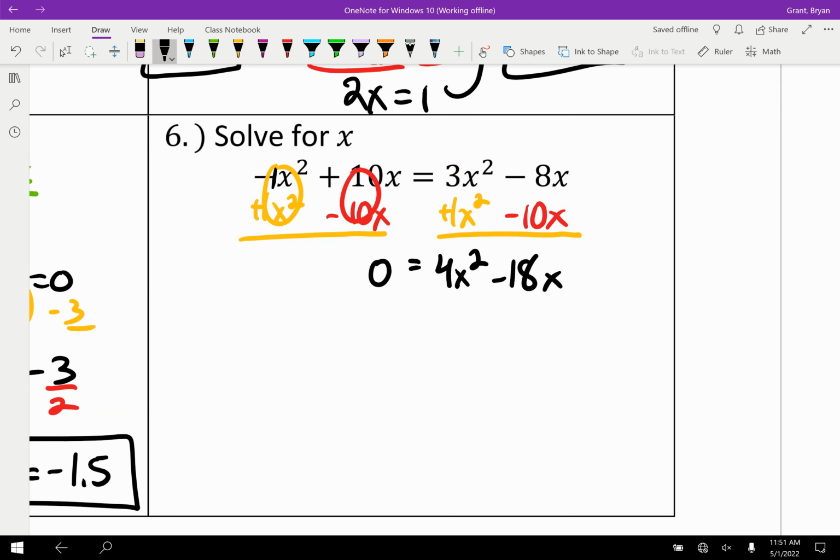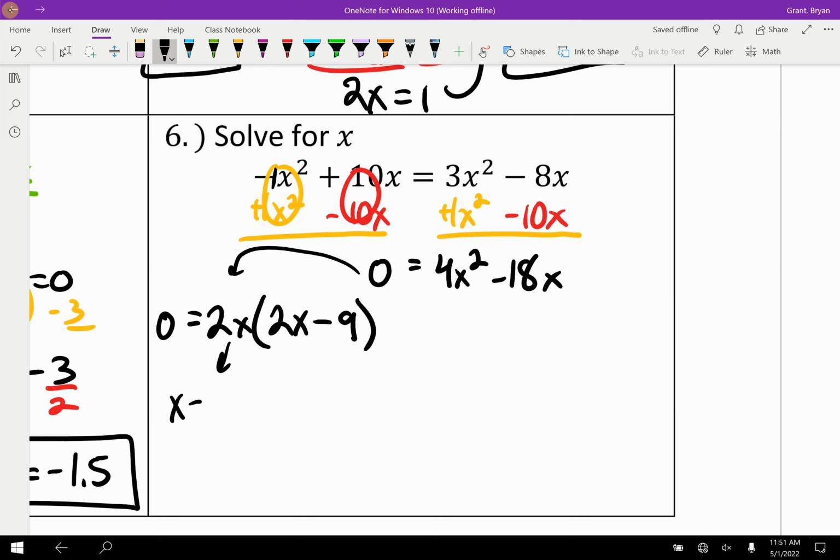From here, we want to see what each of these have in common. And I'm going to work this problem over here. So I get 0 equals. I think they each have a 2 in common, and they each have an x. That'll leave me with 2x. Let's see, half of 18 is 9. That looks pretty nice. From here, a couple equations. 2x equals 0, which is just x equals 0, or 2x minus 9 equals 0.